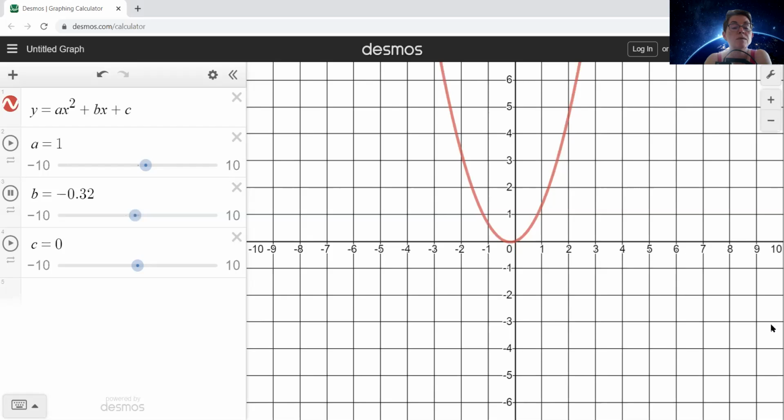Oops, I need to stop. Where'd you go? Back to 0. And if we move c, you can see c moves it up and down. Now, I want to show you both. You better write that down. Moves parabola vertically.